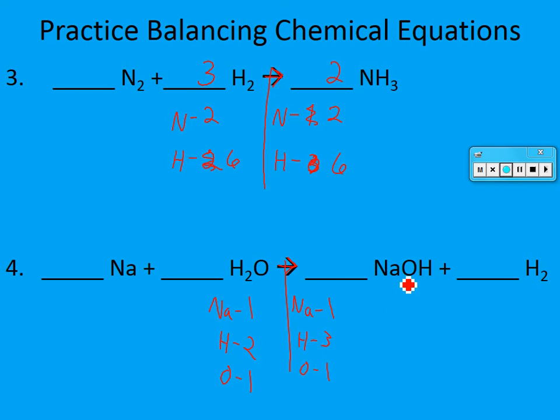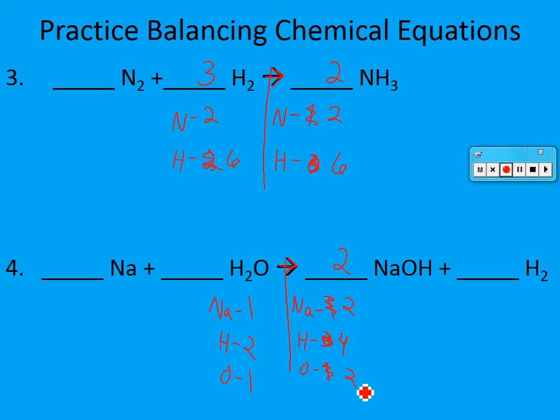Yeah, in front of this sodium hydroxide, let's put a 2 right here. Let's do hydrogen right now. That gives me 2 hydrogens here and 2 there for a total of what? 4. But that did switch my sodiums to what? 2. And my oxygen to what? To 2. Okay. So now let's go back to sodium and fix it.